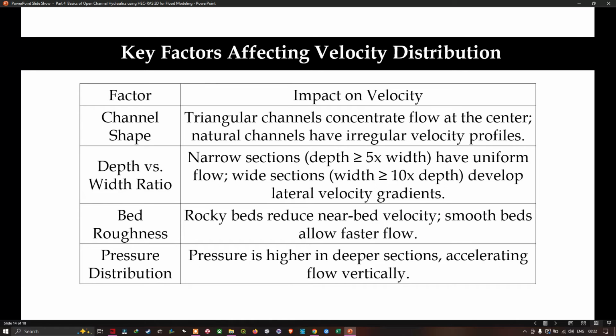The key factors affecting the velocity distribution. The first factor is the channel shape. Triangular channels concentrate the flow at the center, and natural channels have irregular velocity profiles. Next is the depth versus width ratio. Narrow sections have uniform flow, while wide sections develop a lateral velocity gradient. Next is bed roughness. A rocky bed reduces the near-bed velocity, and smooth beds allow faster flow. Last is the pressure distribution. Pressure is higher in the deeper section, accelerating the flow vertically.